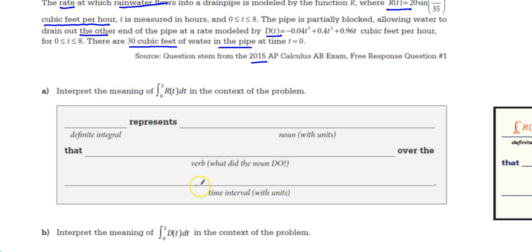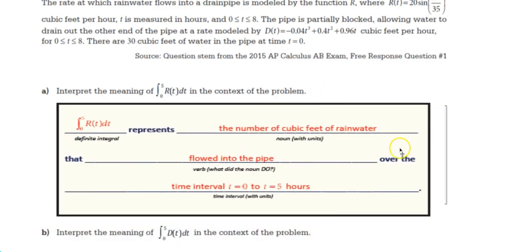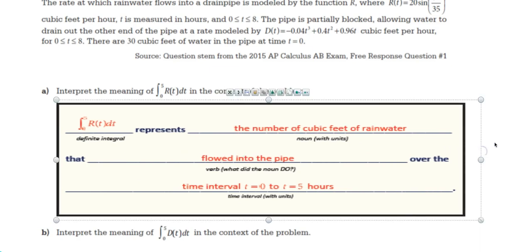Interpret the meaning. We are going to use this graphic organizer for example, and later on we will have to write the answer without this graphic organizer. So write this definite integral, 0 to 5 R of T dt. What does this represent? Many times students write randomly a 5-hour period or something collected. So let's take a look at this. You have to use a noun. What is there? Then you have to have a verb and the time interval. So I'm giving you one example ready here so that you get the idea what College Board wants us to write and how you should be writing also.